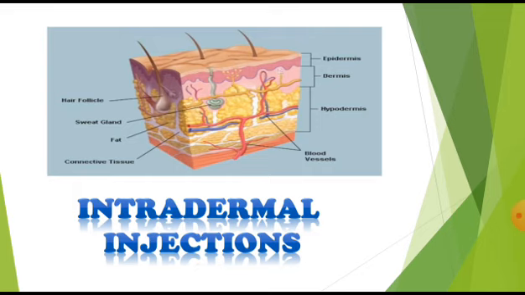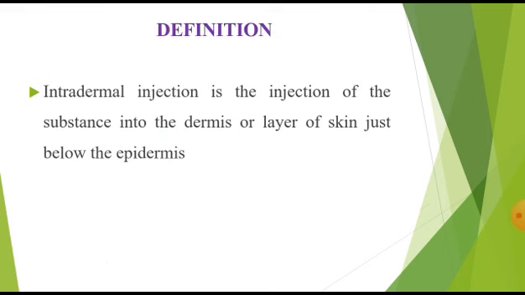Which are the layers of the skin? In this picture, you can see the layers of the skin. First layer epidermis, then dermis, hypodermis or subcutaneous tissue, then comes the muscle. So in case of intradermal injections, we are injecting the medication into the dermis.